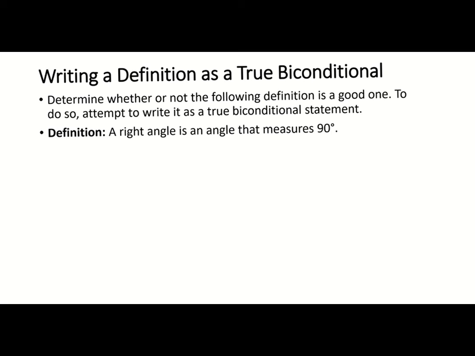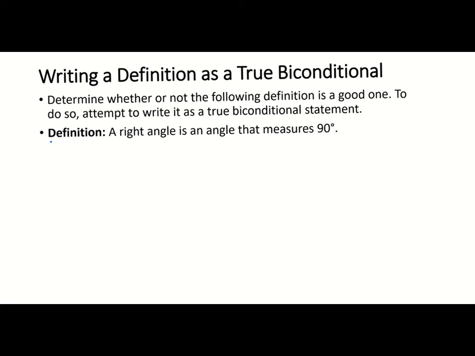All right, so the last thing we're going to do for this one is determine whether the following definition is a good one. So we're going to write it as a biconditional statement if it is. We have the definition, a right angle is an angle that measures 90 degrees. So remember, we want to write it as a conditional statement first. So that would be something like, if an angle is a right angle, then it measures 90 degrees.